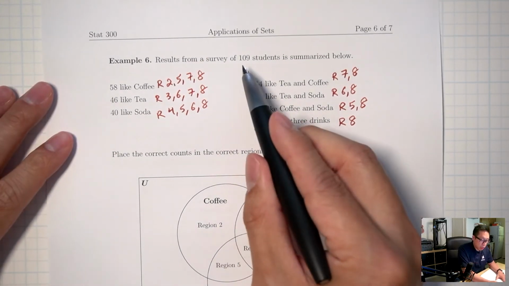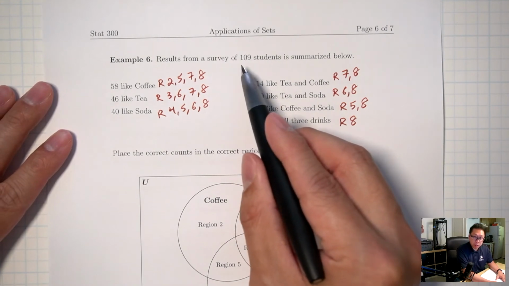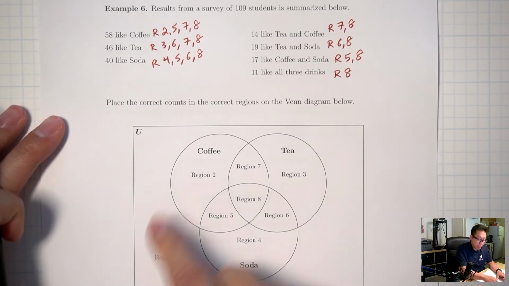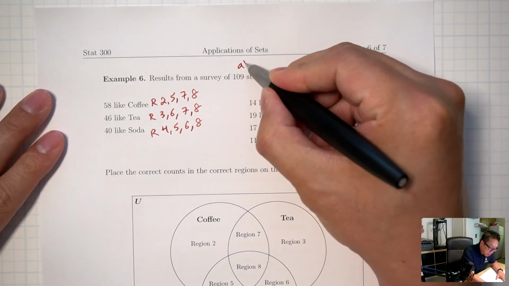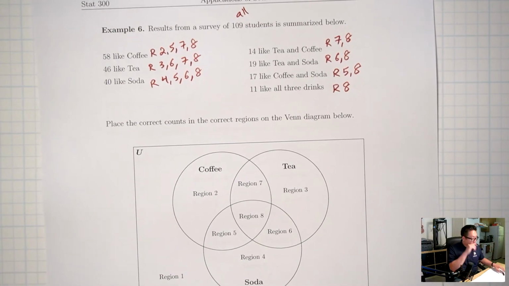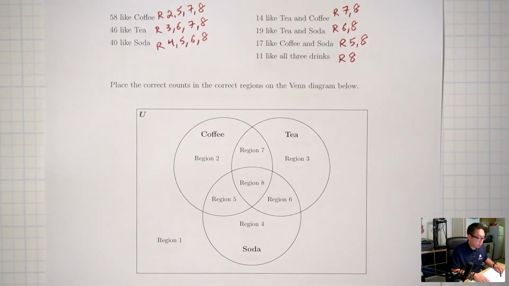And then I have 109. So 109 is everybody together. It represents all 8 regions together. So 109 is all. Okay, and now I'm ready to put numbers in regions.